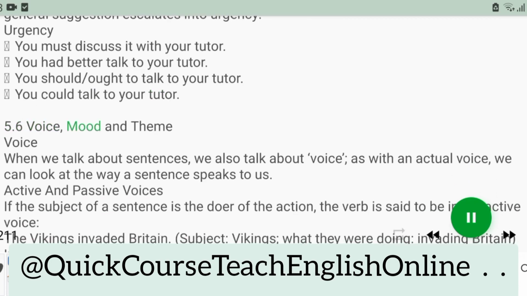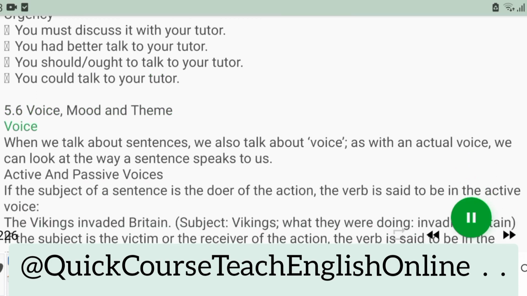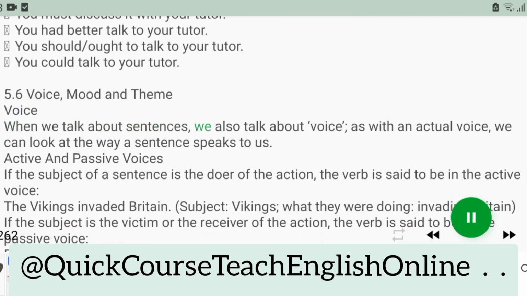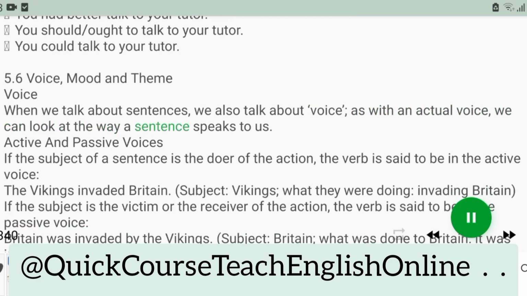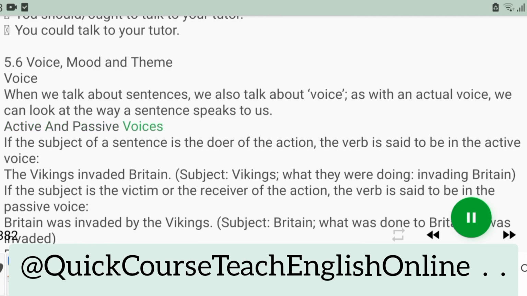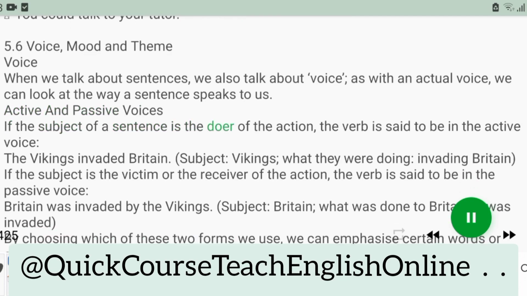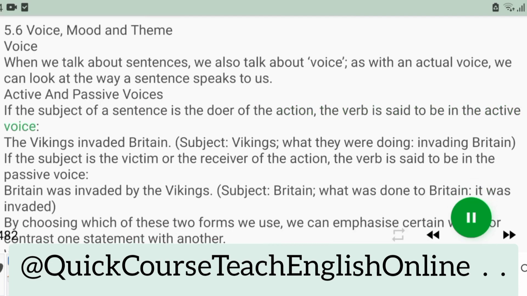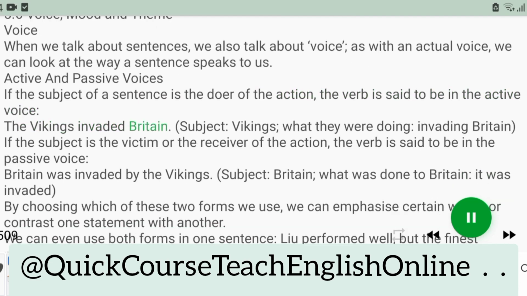5.6 Voice, mood and theme. Voice. When we talk about sentences, we also talk about voice. As with an actual voice, we can look at the way a sentence speaks to us. Active and passive voices. If the subject of a sentence is the doer of the action, the verb is said to be in the active voice. The Vikings invaded Britain. Subject: Vikings. What they were doing: invading Britain.